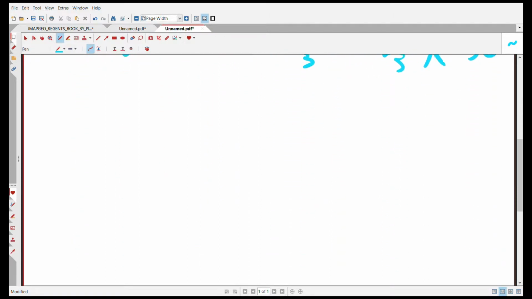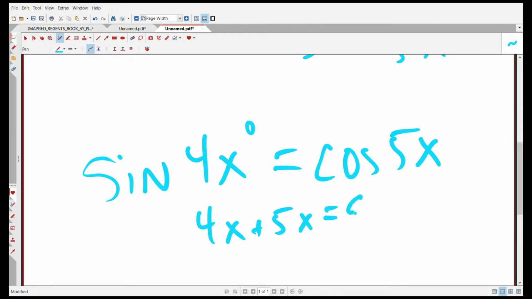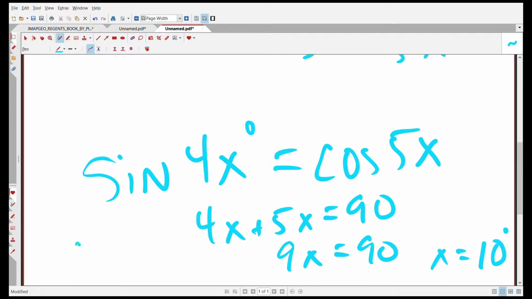So here's another one where they want the angle. The sine of 4x equals the cos of 5x. Here we want the angle, so the angles add up to 90. So it's 9x equals 90, and when you divide by 9, x equals 10. Maybe they just want x. If not, you plug in, you get 40 degrees and 50 degrees, which add up to 90.